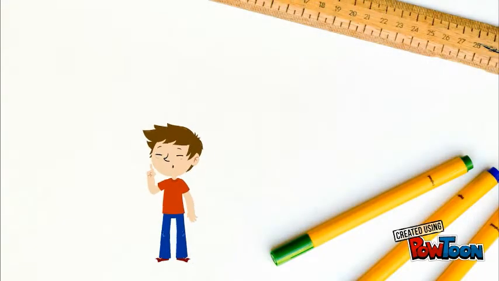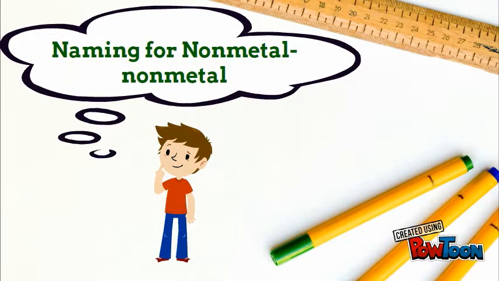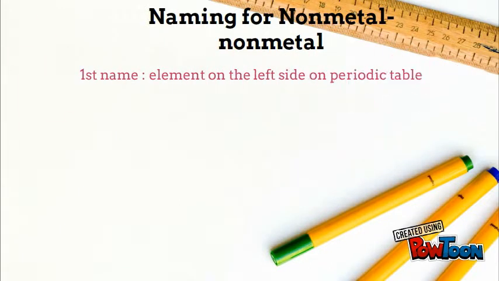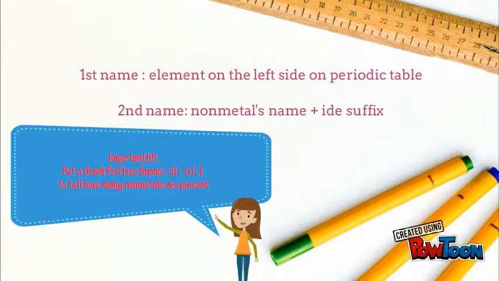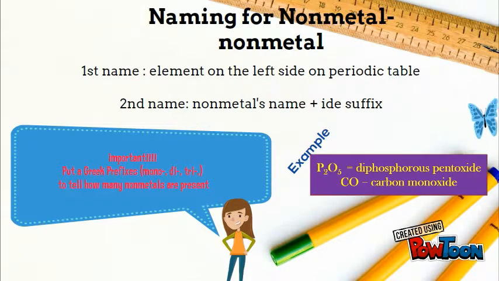Alright, I can understand more. But how about the name of nonmetal and nonmetal? For this one, the first name must be the element located on the left side of the periodic table, then continue with the second name with the "ide" suffix. Don't forget to put Greek prefixes to tell how many nonmetals are present. You can see the example of P2O5 is named diphosphorus pentoxide and CO is carbon monoxide.